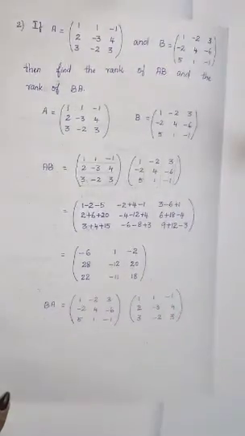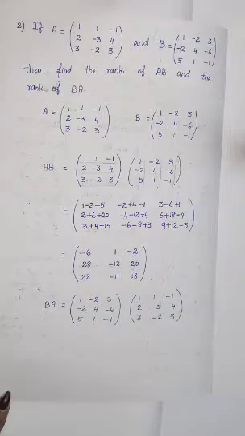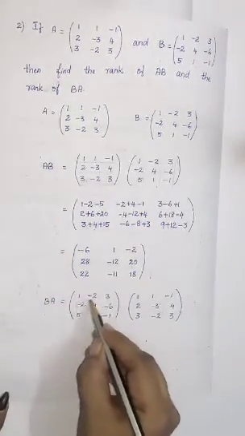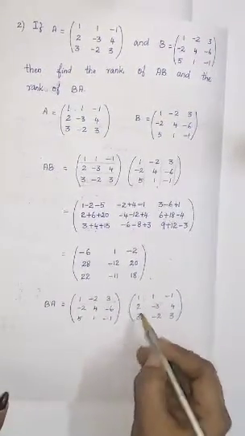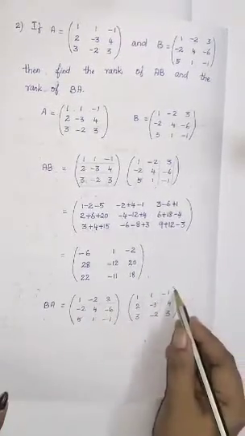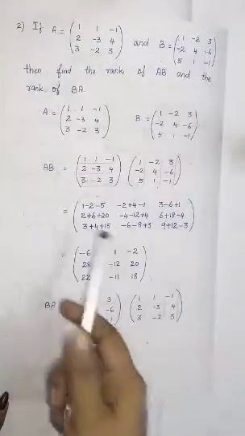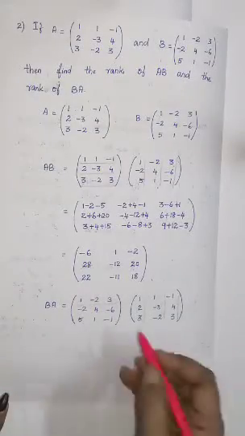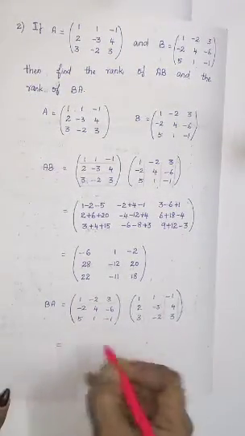Now we will have to do multiplication. First row and first column, first row with second column, again first row with third column, you will have to multiply as we have done in AB. Okay, so going to a multiplication.